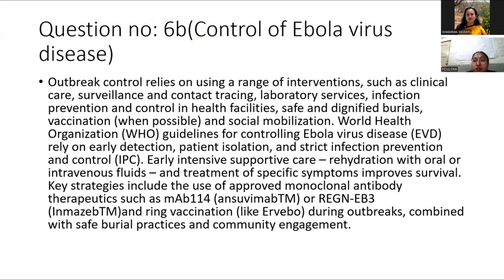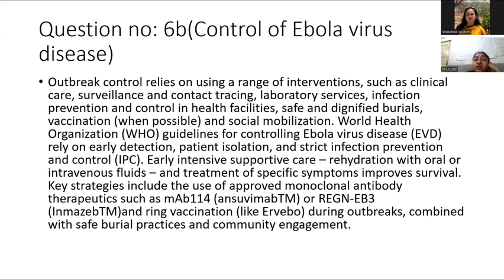So World Health Organization guidelines for controlling Ebola virus disease rely on early detection, patient isolation, strict infection prevention and control, and early intensive supportive care like rehydration with oral and intravenous fluid. Treatment of specific symptoms improves survival. Key strategy includes the use of approved monoclonal antibodies. Names of such monoclonal antibodies are Ansuvimab or Inmazeb, or ring vaccination like Ervebo during outbreaks. What is ring vaccination? That is vaccinating the contacts of the cases, combined with safe burial practices and community engagement.